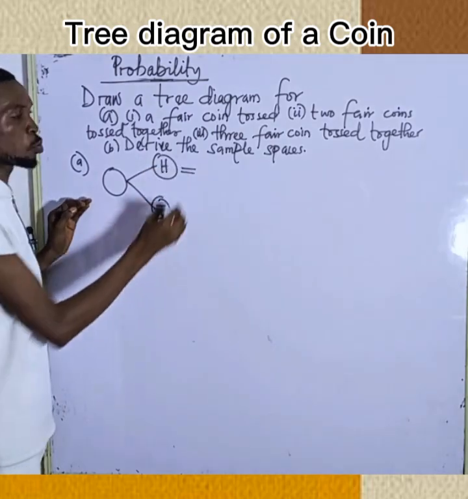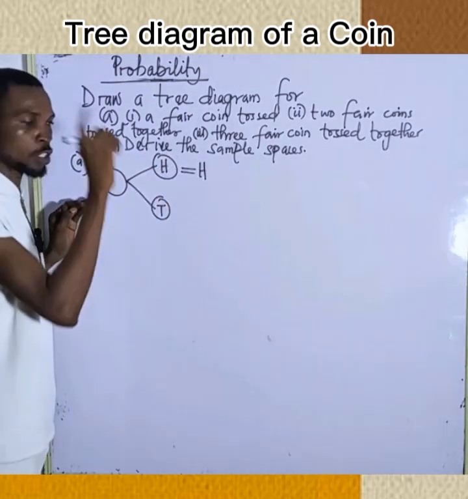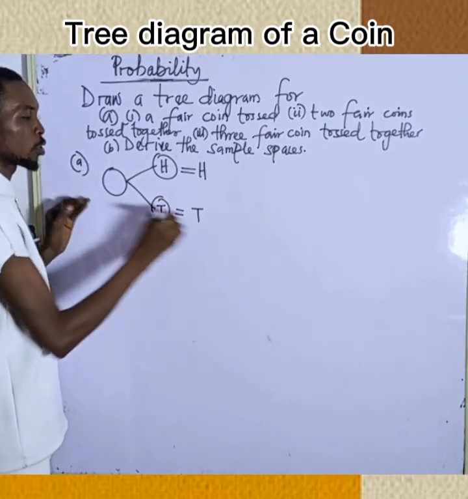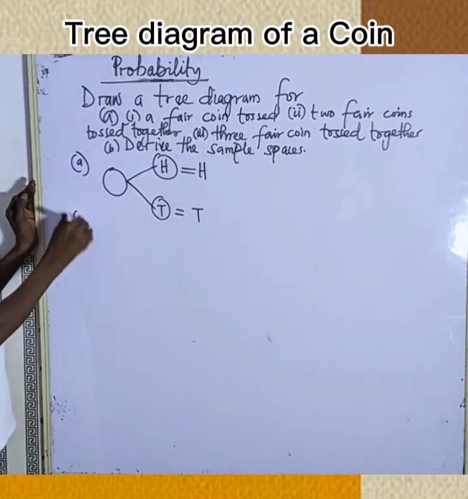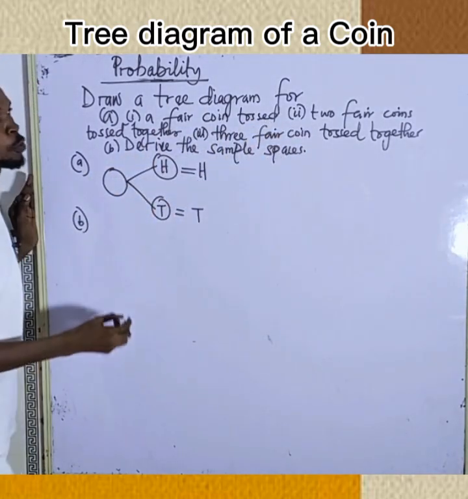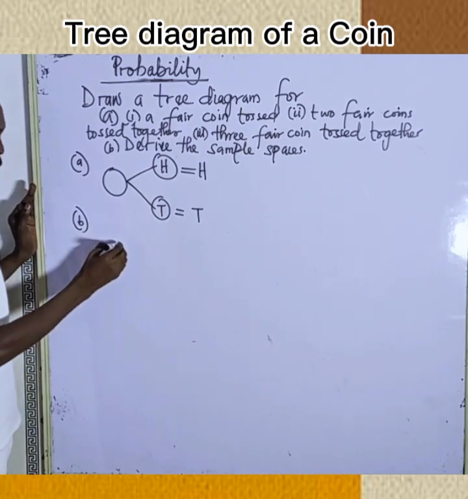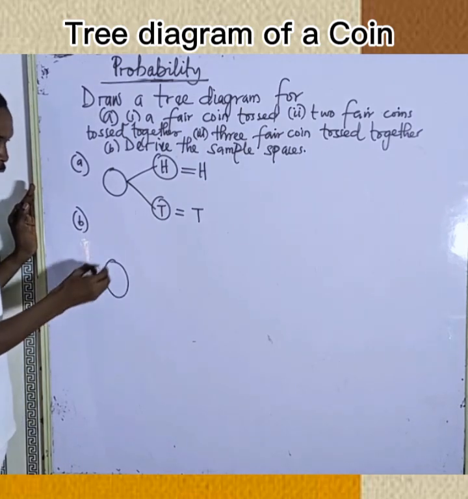So what are the sample spaces for a fair coin? We have head and what? Tail. So we are done with a fair coin tossed. We move on to B. 2 fair coins. Are you getting me now? So it's going to be like this. I'm going to have the coin here.